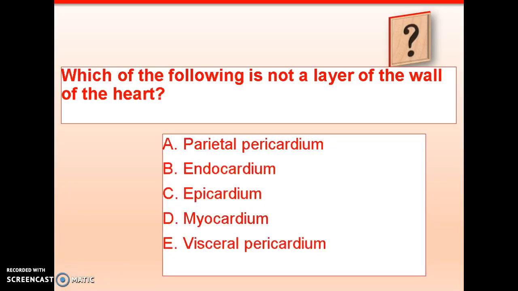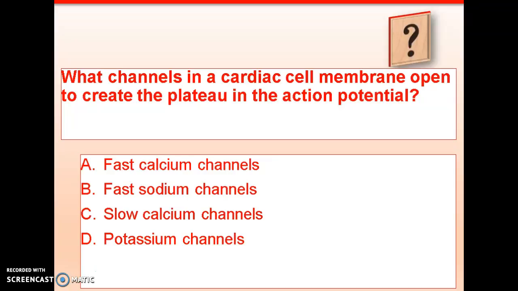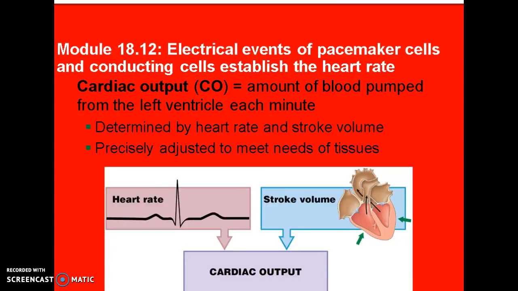Which of the following is not a layer of the wall of the heart? Parietal pericardium. What channels in the cardiac cell membrane open to create the plateau? That's the second step. And that would be slow calcium channels.